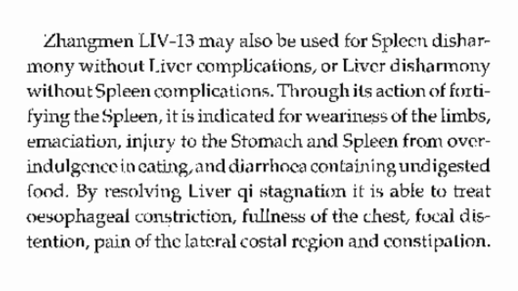Liver 13 may also be used for spleen disharmony without liver complications, or liver disharmony without spleen complications. Through its action of fortifying the spleen, it is indicated for weariness of the limbs, emaciation, injury to the stomach and spleen from overindulgence in eating, and diarrhea containing undigested food. By resolving liver qi stagnation, it is able to treat esophageal constriction, fullness of the chest, focal distension, pain of the lateral costal region, and constipation.